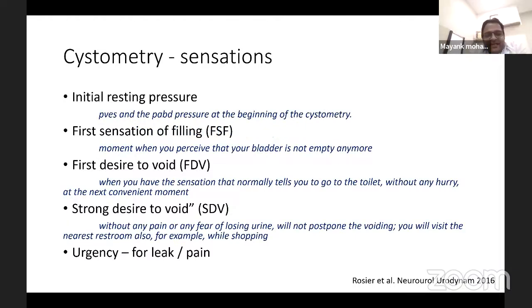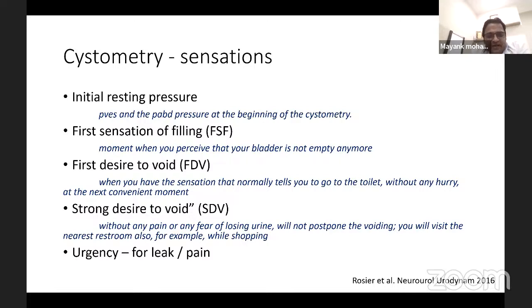Now, as per the ICS, there are some parameters. Initial resting pressure, which is the P vesical and P abdominal pressure at the beginning of cystometry. That is the baseline pressures in the abdomen. Then the first sensation of filling, that moment when you perceive that your bladder is not empty anymore. First desire to void, which is often called normal desire. A normal desire or first desire to void means that you would want to go to the washroom if the washroom is easily available. Otherwise, you can wait.